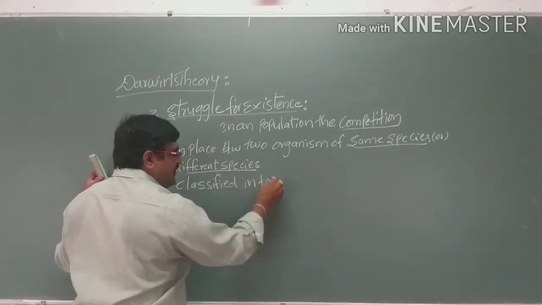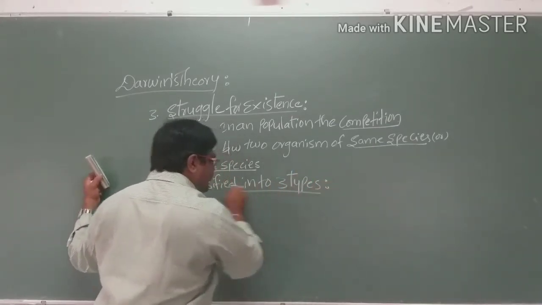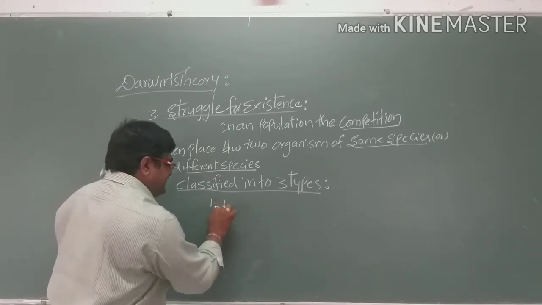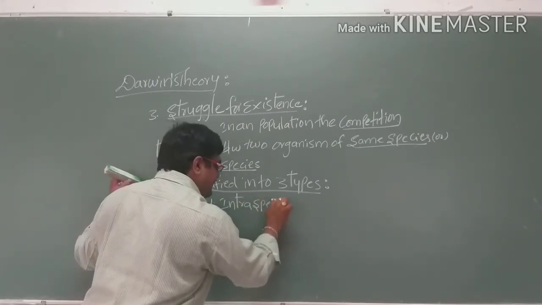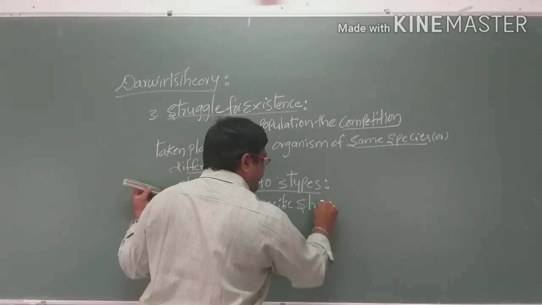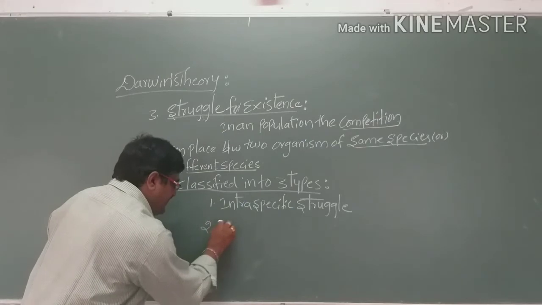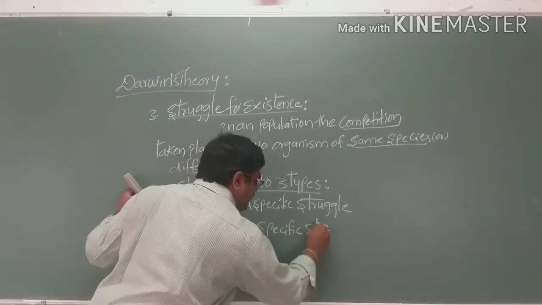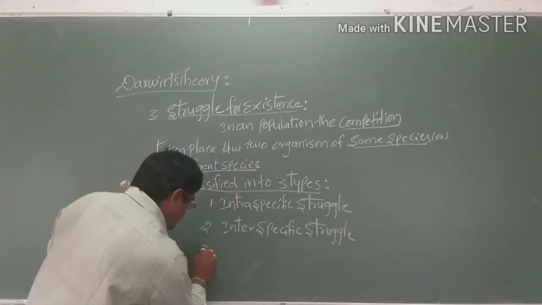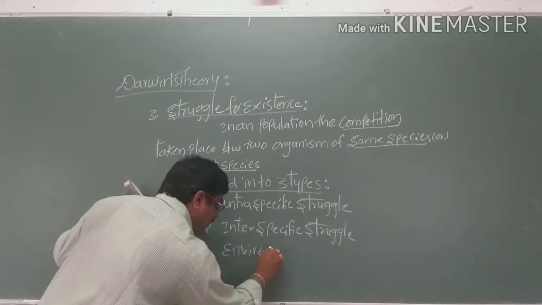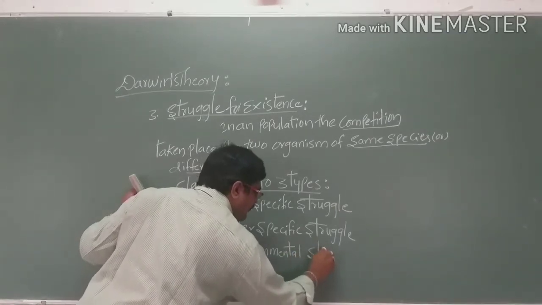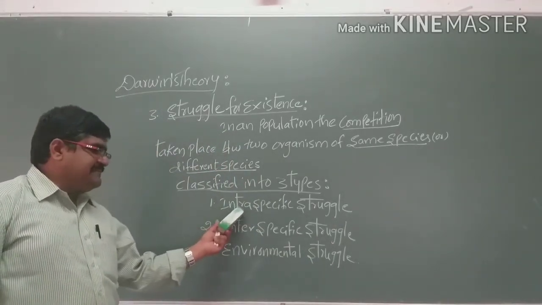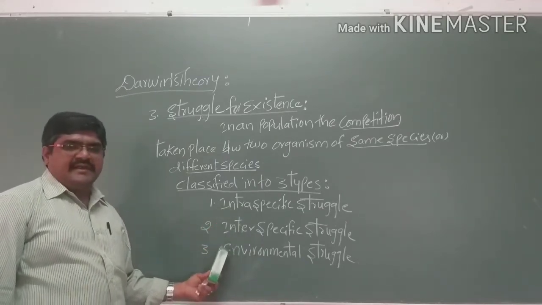These are classified into three types. First one is called intraspecific struggle. And second one is interspecific struggle. And third one is an environmental struggle. So these are the three types of struggles, where it is intraspecific, interspecific and an environmental struggle.